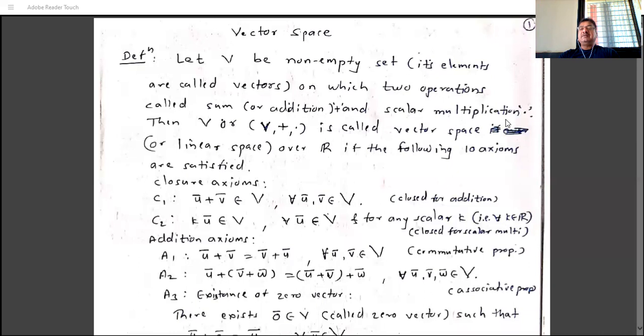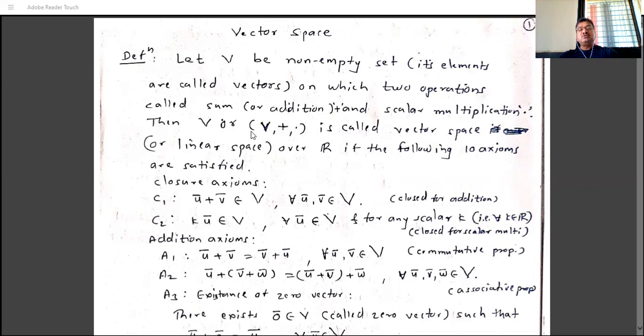And for scalar multiplication, for example, 2 into 3 is 6, that is your usual scalar multiplication. But this scalar multiplication is not your usual scalar multiplication. It depends on that example. So let V be a non-empty set on which the two operations, sum and scalar multiplication, are defined.